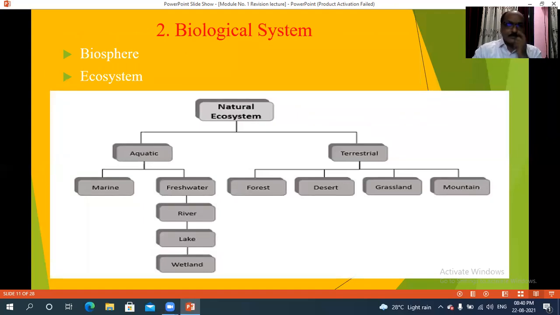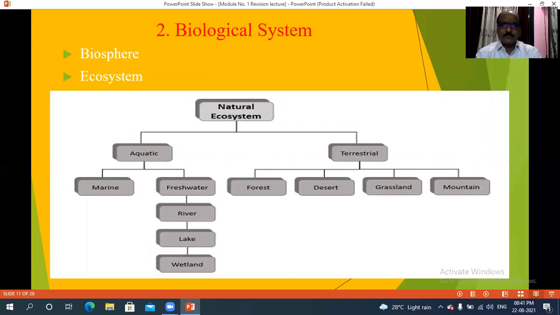Okay, so in the biological system, dear students, this biosphere, it is the most important part. So regarding that, okay, just now I had explained. Then ecosystem, it is the relationship between living organisms and their surrounding physical environment. Okay, it is the most important functioning unit in the environment.